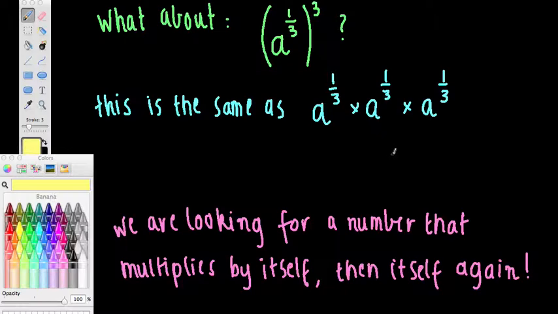Alright, so we can actually do the same thing here. Let me get the answer to this if I simplify. This would be a to a third plus a third plus a third, 3/3, which is 1. So that's equal to a. A to the power of 1, of course. That's what I've done there. So essentially what we've done here as well is said, okay, what number multiplies by itself, and then by itself again, to give me a? We do have a symbol for this.